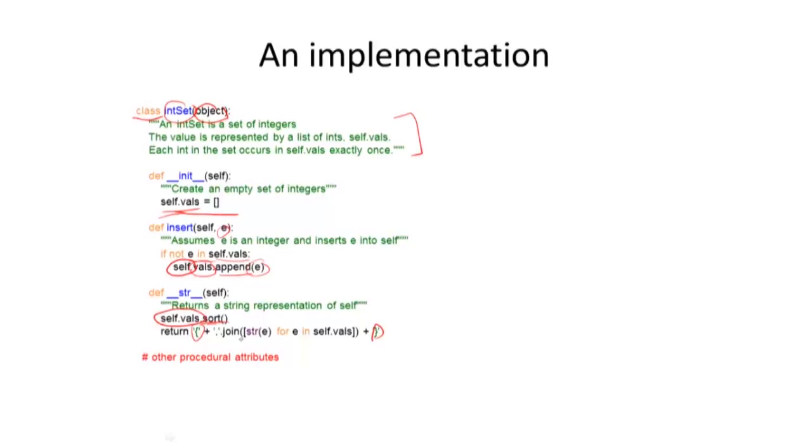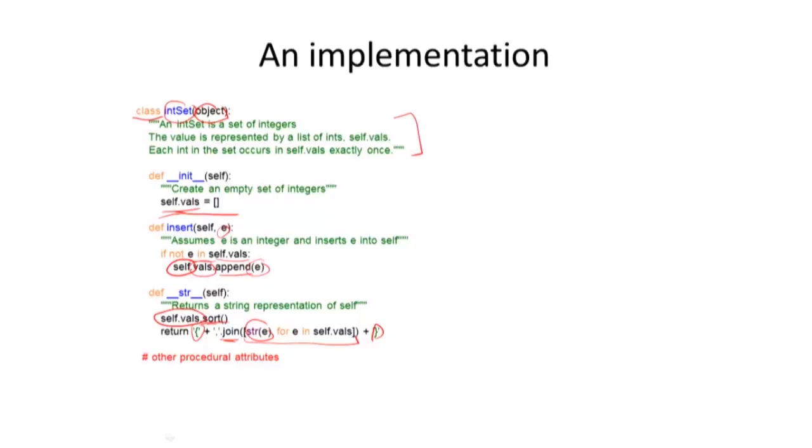So I'm going to use one of those little list comprehensions here, which is for each element in self.vals, I'm going to return the string version of that, just convert it into a string. That's going to give me a list of strings. And then, using a comma, I'm going to use the join operation to put this together to create, in fact, just a set of those elements represented in a particular way.